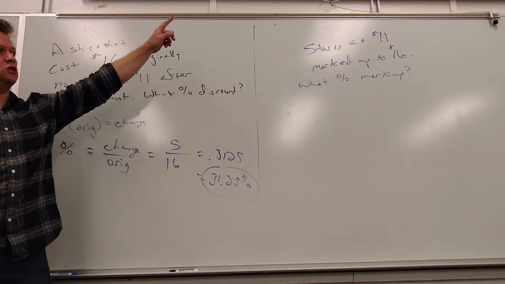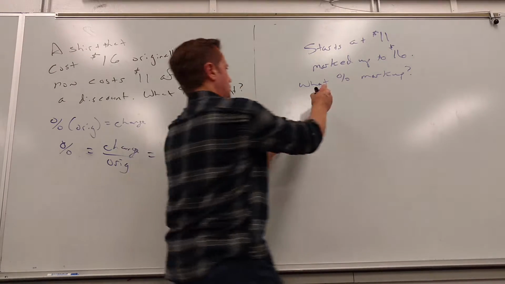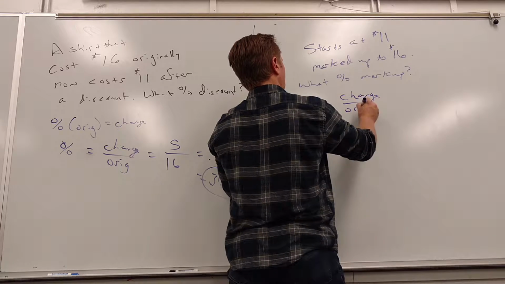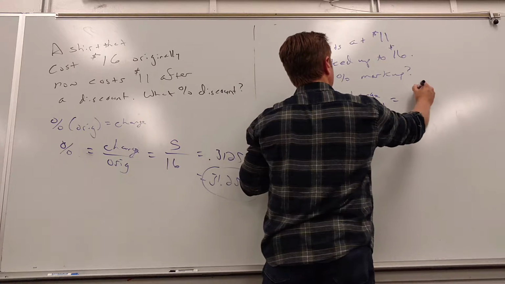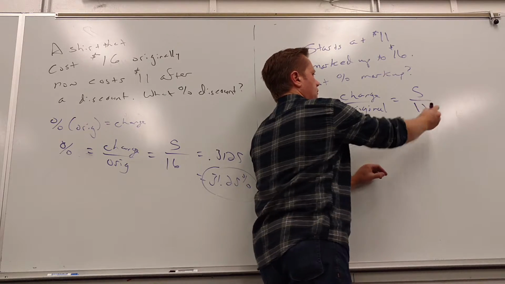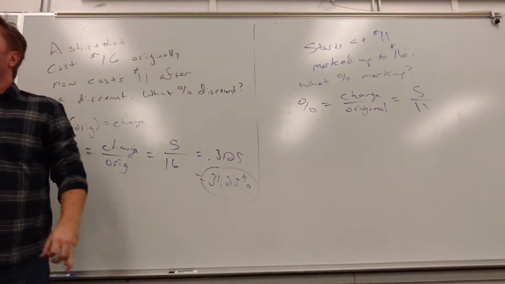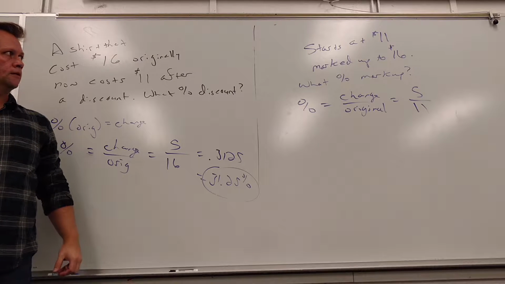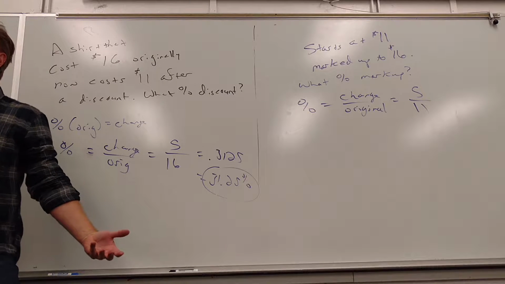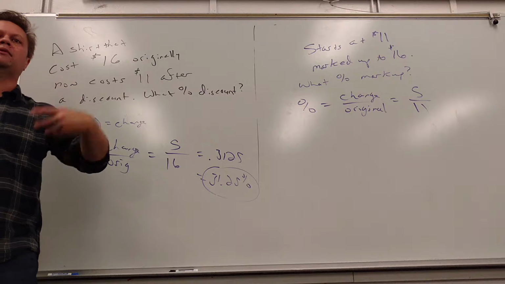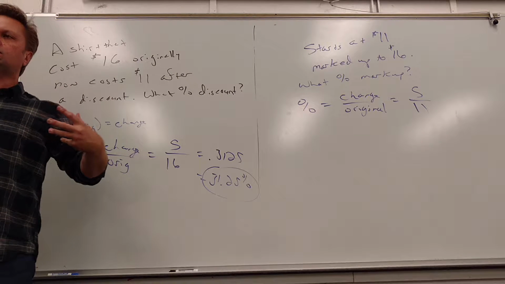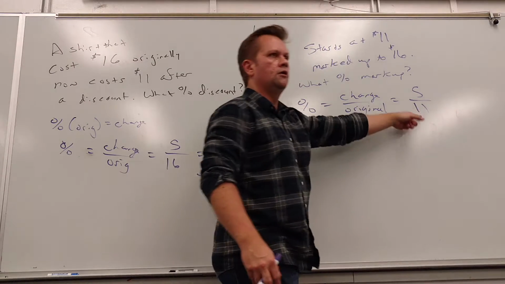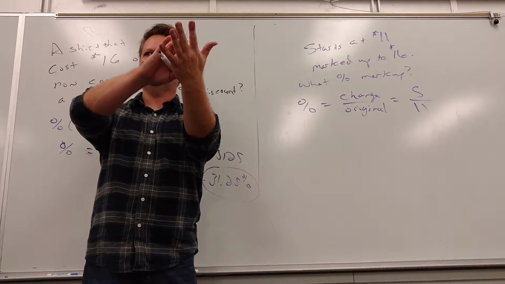How much did it change by? $5. So the percent is change divided by original. It changed by $5, but what's the original? 11. Do you guys see that? Because now it's based on 11. That's what it was originally. So whatever markup I applied to 11 was based on 11. Here it was based on 16. Here it's based on 11. What is 5 divided by 11?